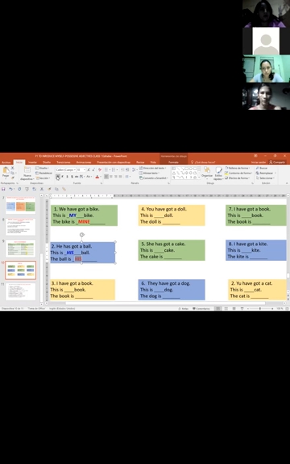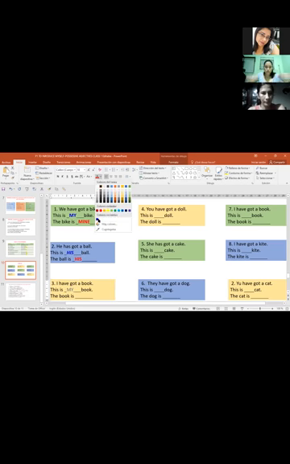Okay, next one. I have got a book. This is my. Yes, excellent. This is my book. Okay. And what about the next one? The book is mine. It's like the first one. Okay. Excellent. Very good.